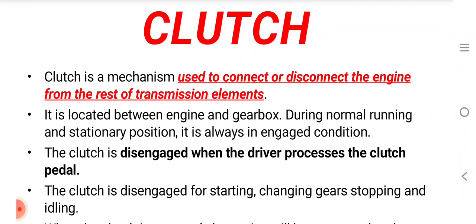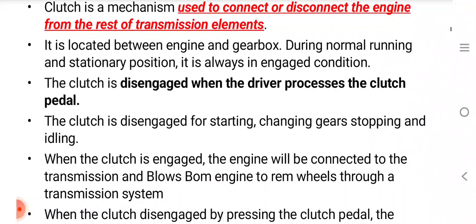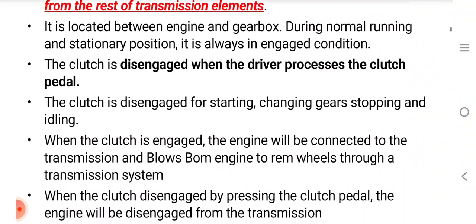Clutch is a mechanism used to connect or disconnect the engine from the rest of the transmission elements. It is located between the engine and the gearbox. During normal running and stationary position, it is always in the engaged condition. The clutch is disengaged when the driver presses the clutch pedal. The clutch is disengaged for starting, changing gears, stopping and idling.